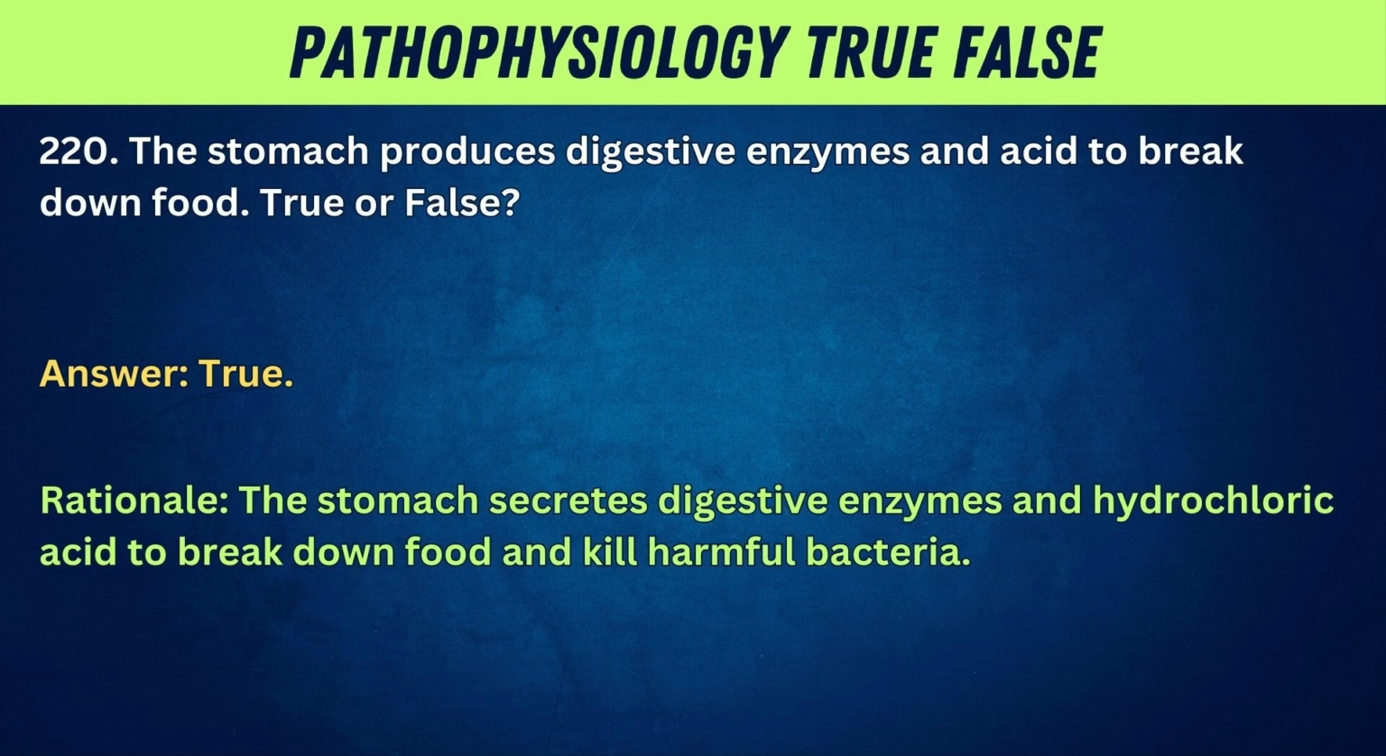220. The stomach produces digestive enzymes and acid to break down food. True or false? Answer: true. Rationale: the stomach secretes digestive enzymes and hydrochloric acid to break down food and kill harmful bacteria.